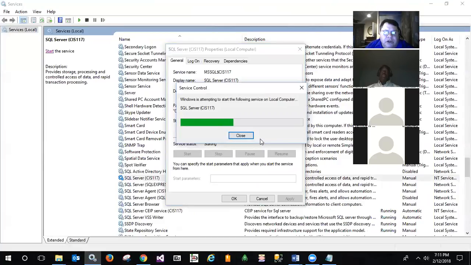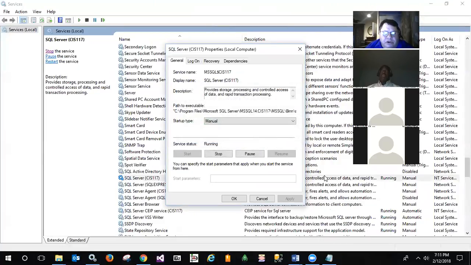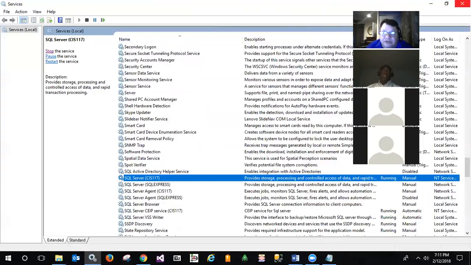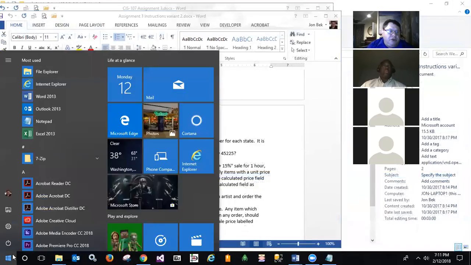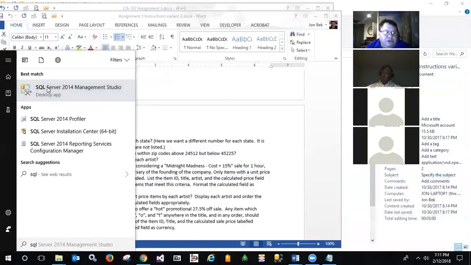Ordinarily, if you're using cloud time, it will be started for you every time the machine starts. If you do get a situation where you go to connect and you're not getting a connection through your SQL Server Management Studio, then bringing up the services console and taking a look to see if the service is running is your number one thing to look at. Okay, so I've got the service running, and let's bring up the SQL Server Management Studio.